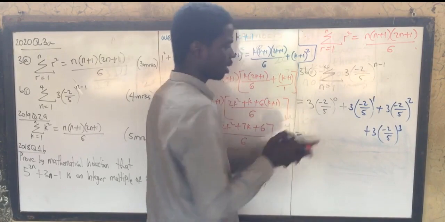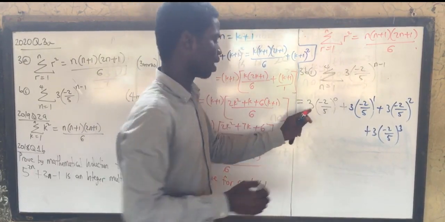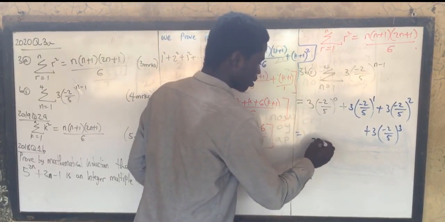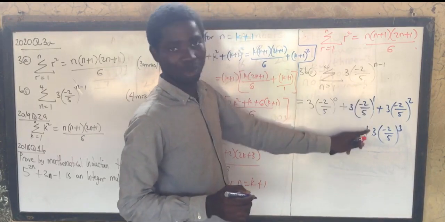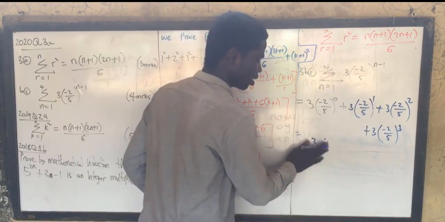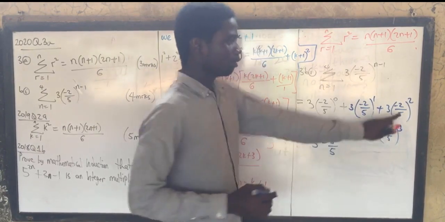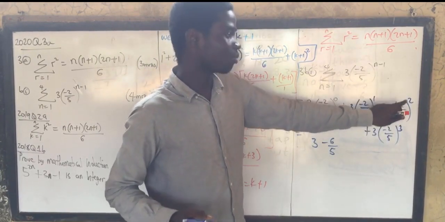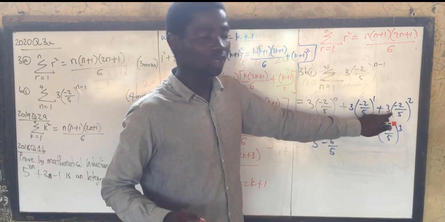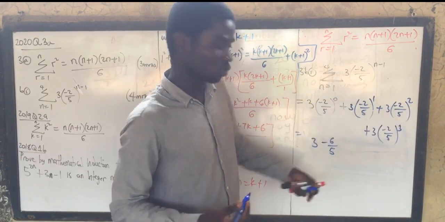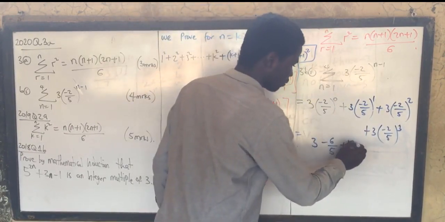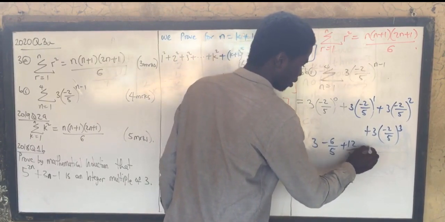So the answer to this one, anything raised to power of 0 will give me 1. So this one will just be 3 plus, now anything raised to power 1 is still the same thing, so this is minus 6 over 5. Then 2 over 5 whole square will give me 4 over 25. 4 times 3 is 12. So that is plus 12 over 25.